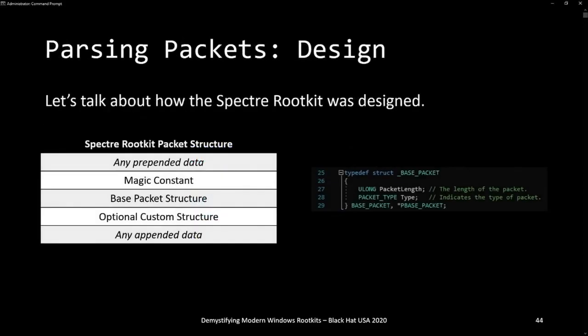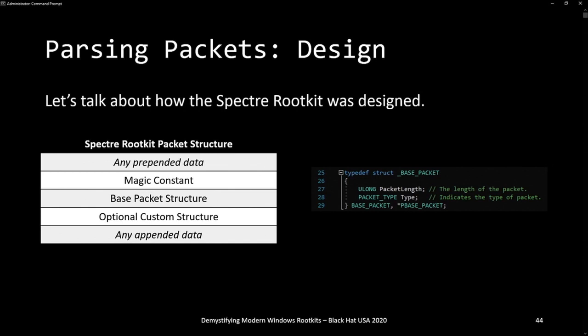Let's talk about how the Spectre rootkit was designed, specifically the packet structure that gets sent from the C2 to any legitimate port. Well, the packet structure allows you to prepend any data you want, as long as it isn't the magic value. Then you can have your magic constant, and this magic constant will act as a reference point for the rest of the structures. After the magic constant, you're going to have a base packet structure, which is seen on the right as well.